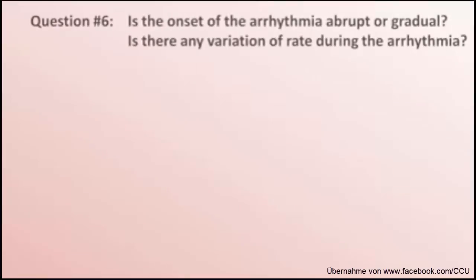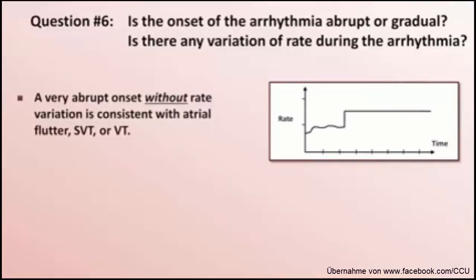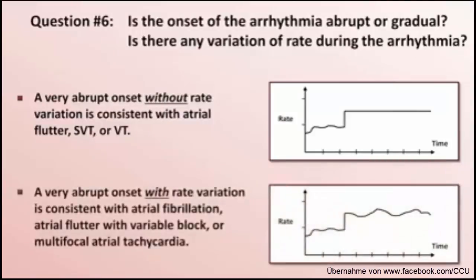And the last of the 6 questions, which is the two-parter, is the onset abrupt or gradual, and is there any variation of rate? Here's a graph of heart rate as a function of time. As shown here, a very abrupt onset without rate variation during the arrhythmia is consistent with atrial flutter, SVT, or VT. Whereas a very abrupt onset with rate variation is consistent with AFib, A-flutter with variable block, or MAT.